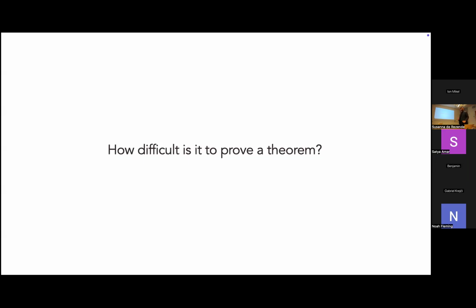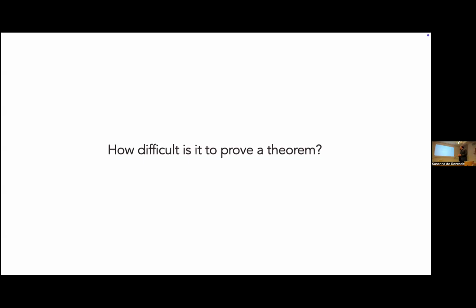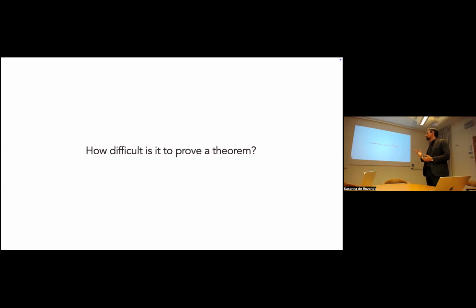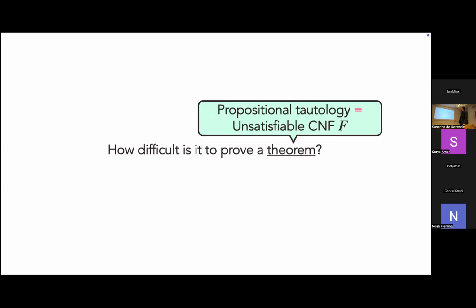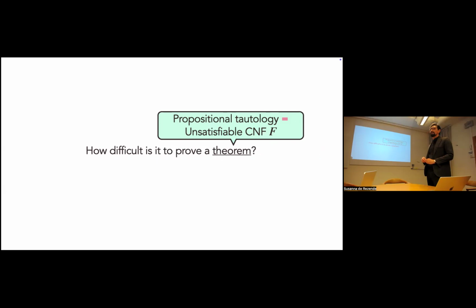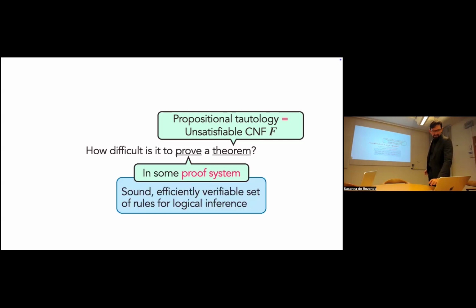So we're going to start off with proof complexity. Probably a lot of people know this, but the main question in proof complexity is how difficult is it to prove a theorem? By theorem, we mean a propositional tautology, so we're only going to focus on propositional logic, no quantifiers here. Which is the same thing as proving the unsatisfiability of CNF formulas. Proof means in some propositional proof system. A proof system is a sound and efficiently verifiable way to prove logical formulas.